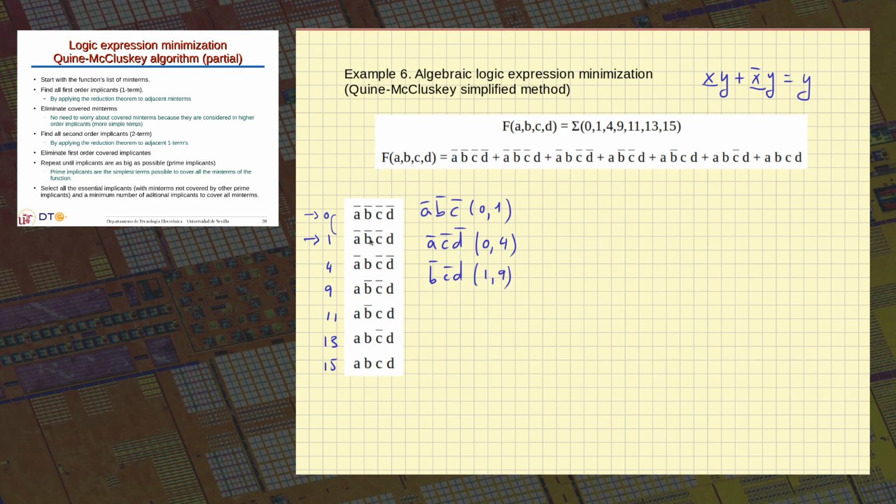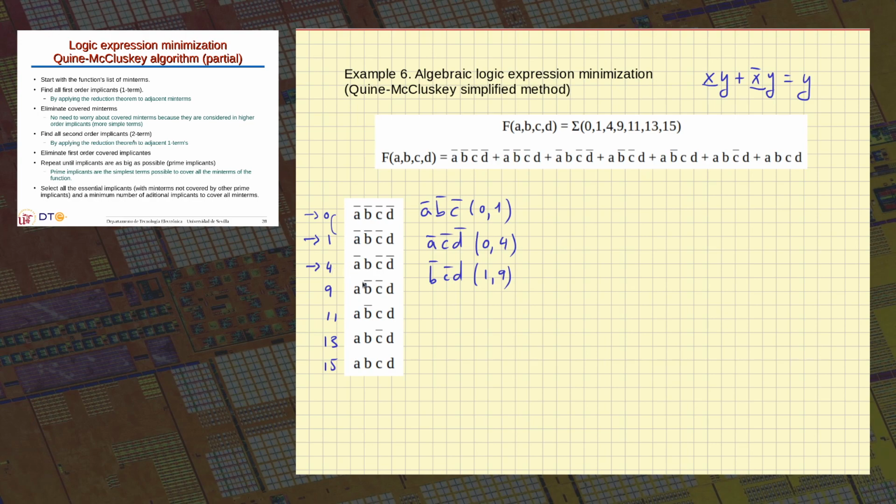Okay, now I check 1 against 11. It cannot be simplified. 1 against 13 cannot be simplified, they differ in more than one literal, and 1 against 15 cannot be simplified either. Okay, I'm done with minterm 1, now I check minterm 4.